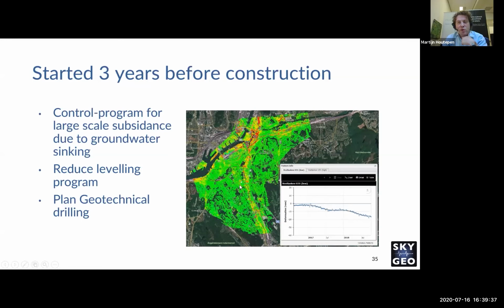They have actually reduced their leveling program from 6,000 leveling points to I think only 300, because they are using InSAR to replace a large part of this leveling, so saving costs as well. And they use it to plan the geotechnical drilling. And every month they get an update and they get to see changes. So we really also detect where things are happening. And this is, I guess, now our 4th year.